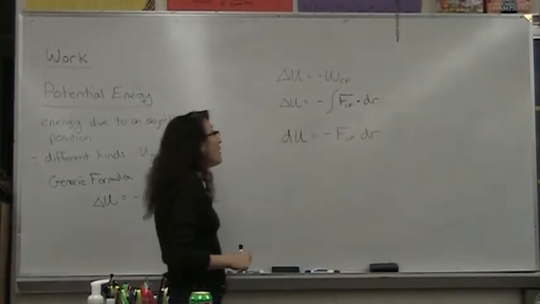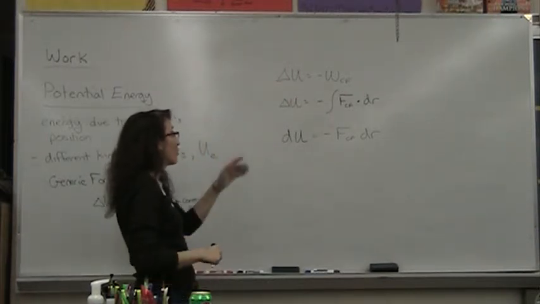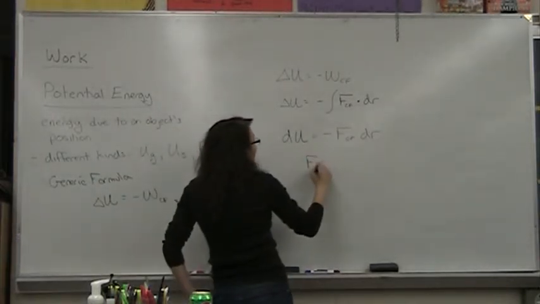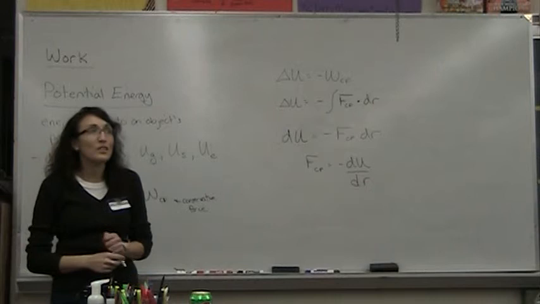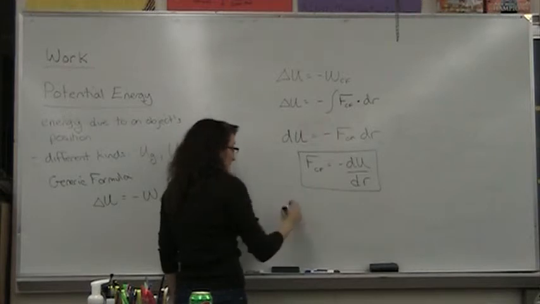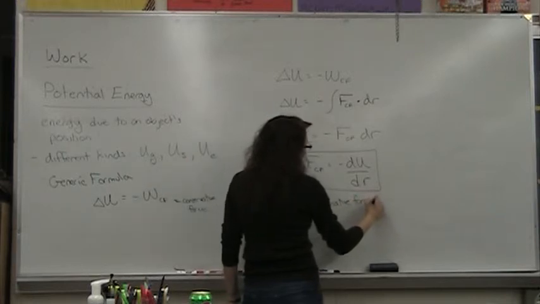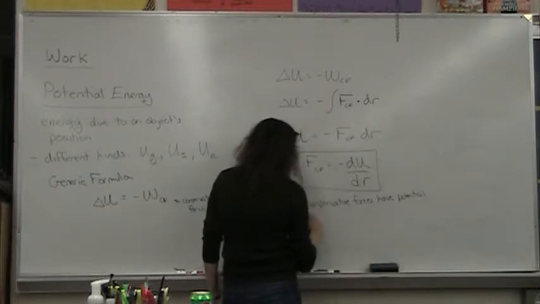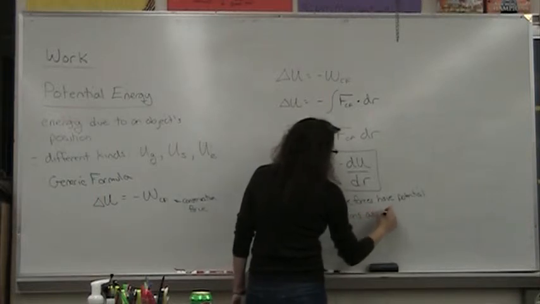Alrighty? And we're going to assume that the angle is in the right direction, so that this conservative force is acting against position. So another way that you can write this is that a conservative force is equal to the negative of the derivative of the potential energy with respect to r. So basically, all conservative forces have potential energy functions associated with them.